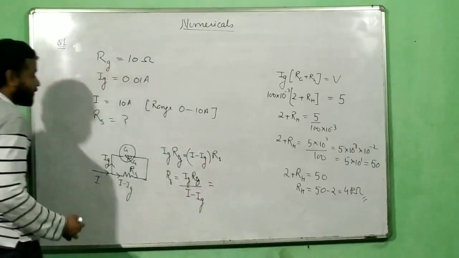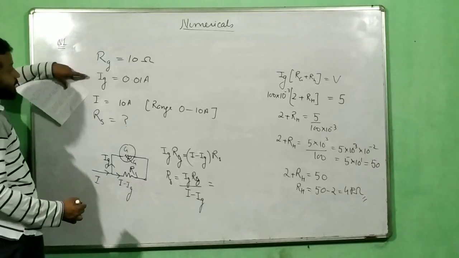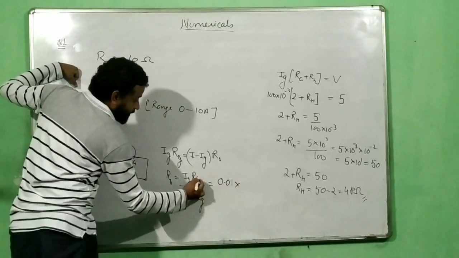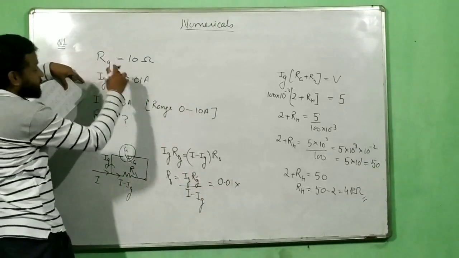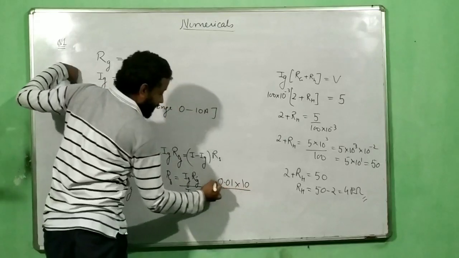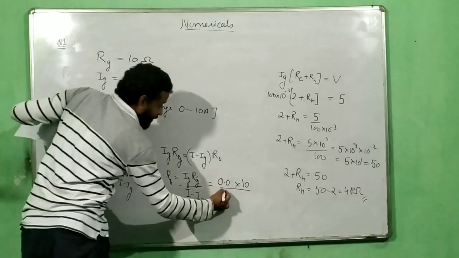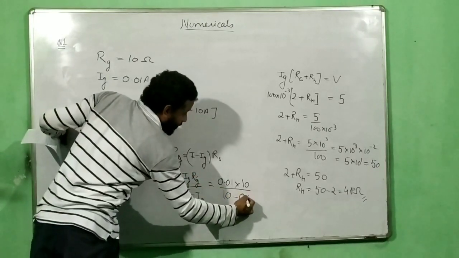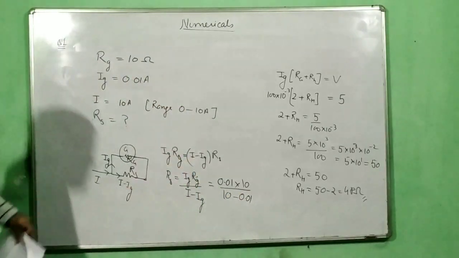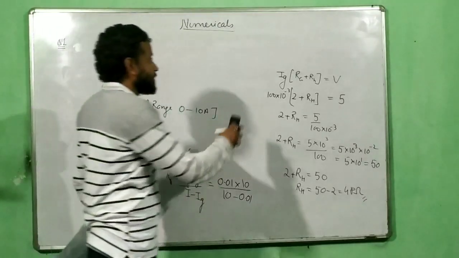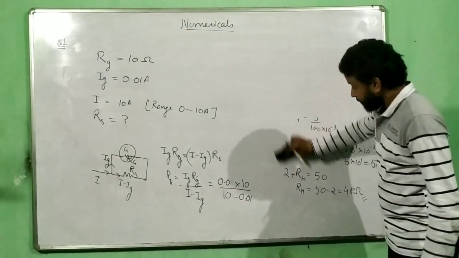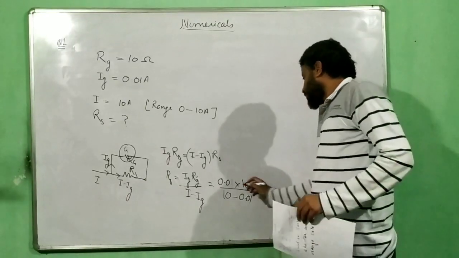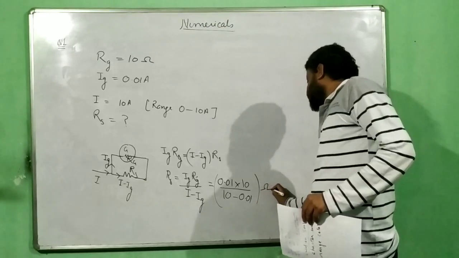And now let's put the values over here. What is IG? IG is 0.01, so 0.01 into RG. RG is 10, so 10 divided by I, which is 10, minus IG, which is 0.01. And then you have to just simplify this to get the desired answer. You can use a calculator to get the final answer. So that will be your final answer in terms of ohm.